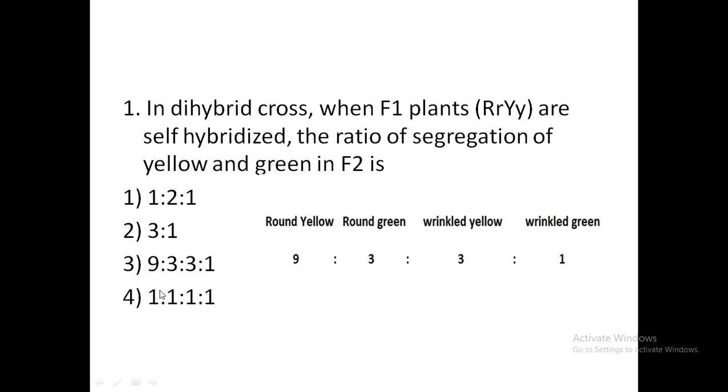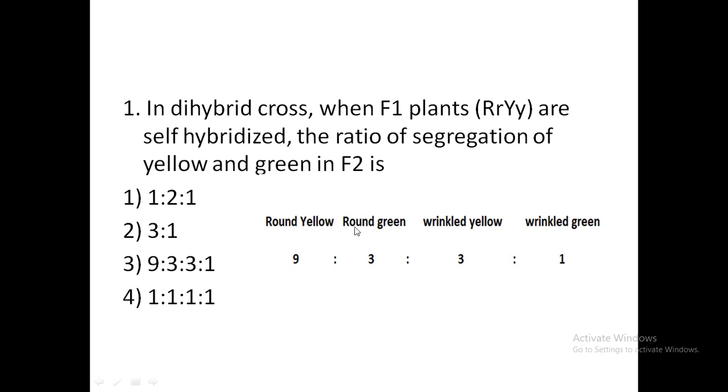Now, we know that the phenotypic ratio of a dihybrid cross is 9:3:3:1. That is 9 round yellow, 3 round green, 3 wrinkled yellow, and 1 wrinkled green. Now, they have asked the ratio of yellow and green seeds.